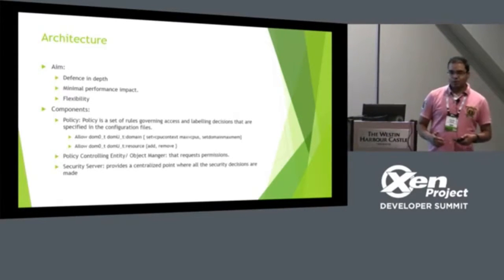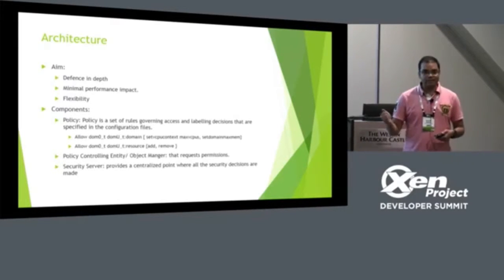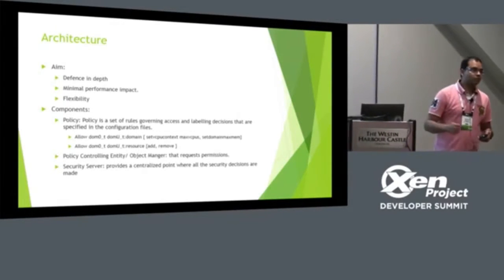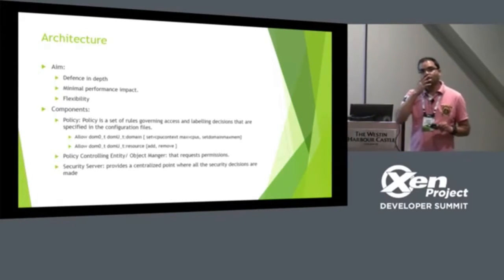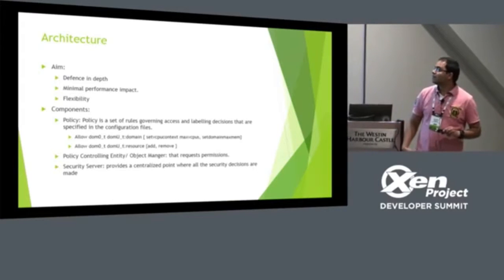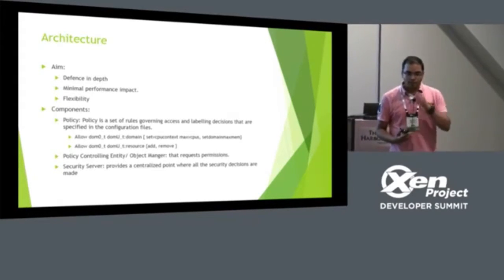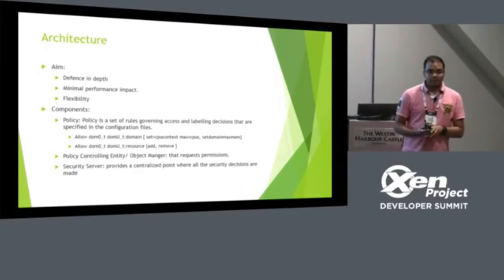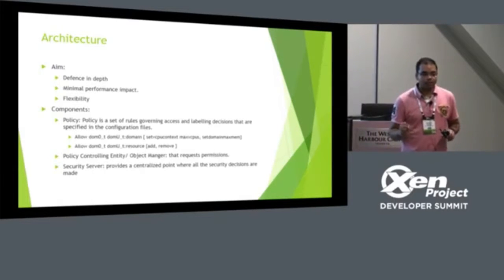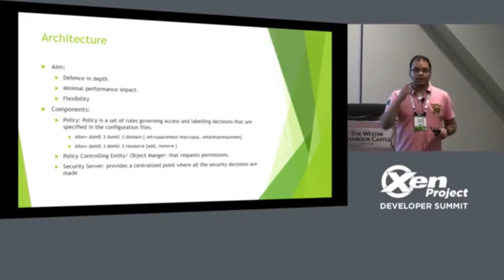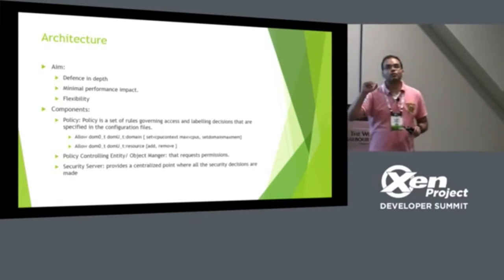Another major requirement was that the performance impact should be minimal. The AVC cache, I will go into detail about that in the next slide. The AVC cache was introduced to minimize the performance impact. And the third thing was flexibility. How does XSM ensure flexibility? In XSM, you can consider 2 major components are involved. There are more also, but 2 major components.